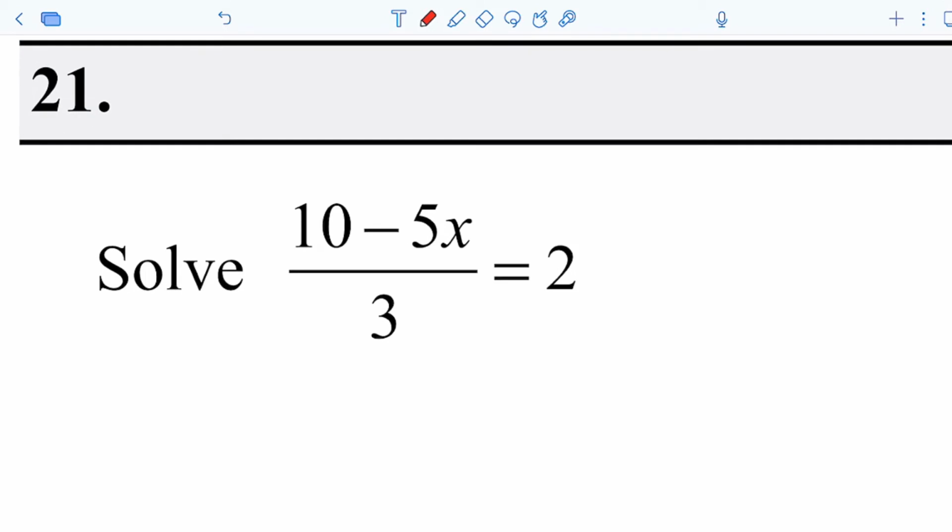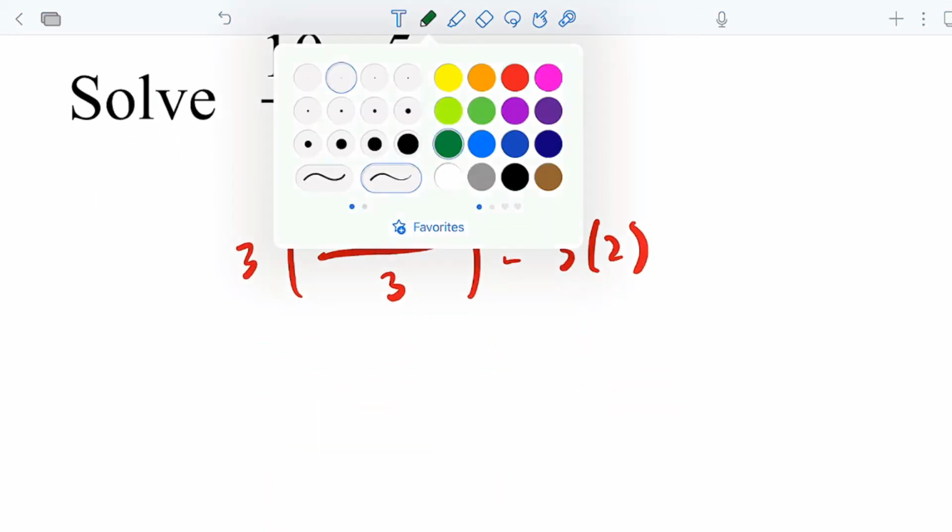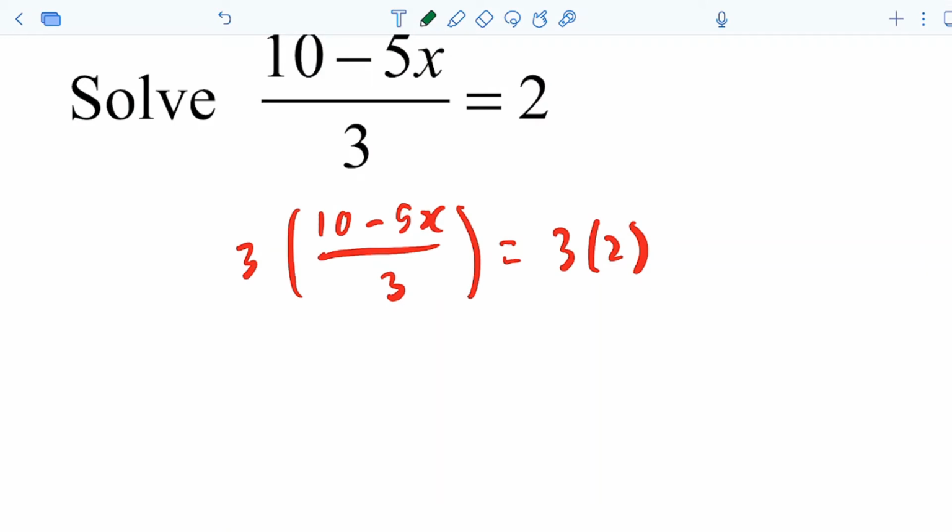Question 21, again very similar. This time we just need to multiply everything in the question by 3. So we get 3, then in brackets 10, take away 5x all over 3 is equal to 2. I'll rewrite that. We've got 3 multiplied by 2. Okay, we then need to just expand the brackets, so we've got 10, take away 5x, as the 3's cancel out, and this is now equal to 6.